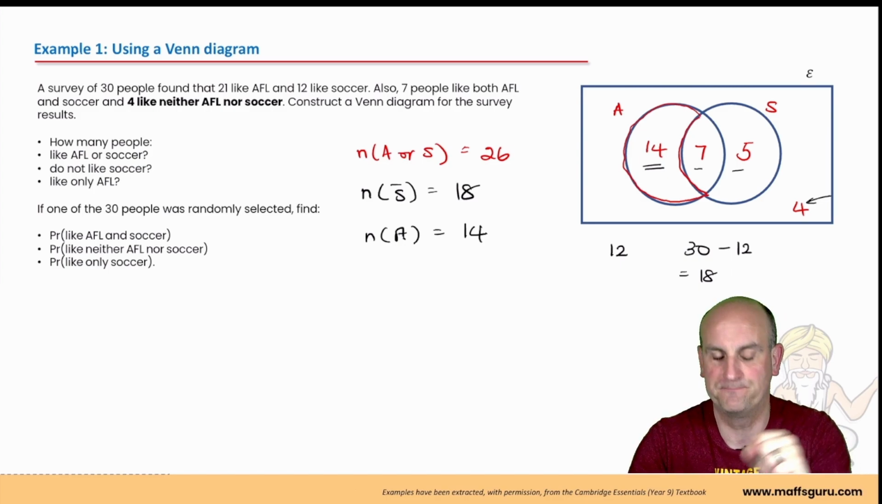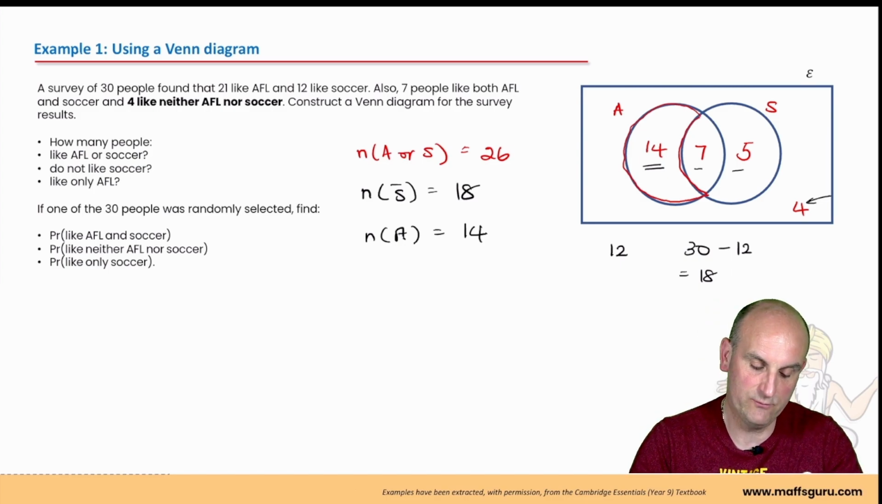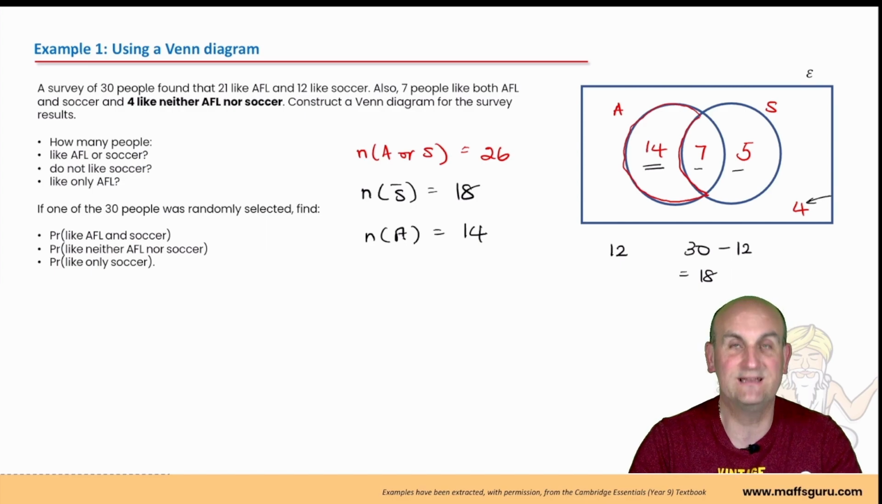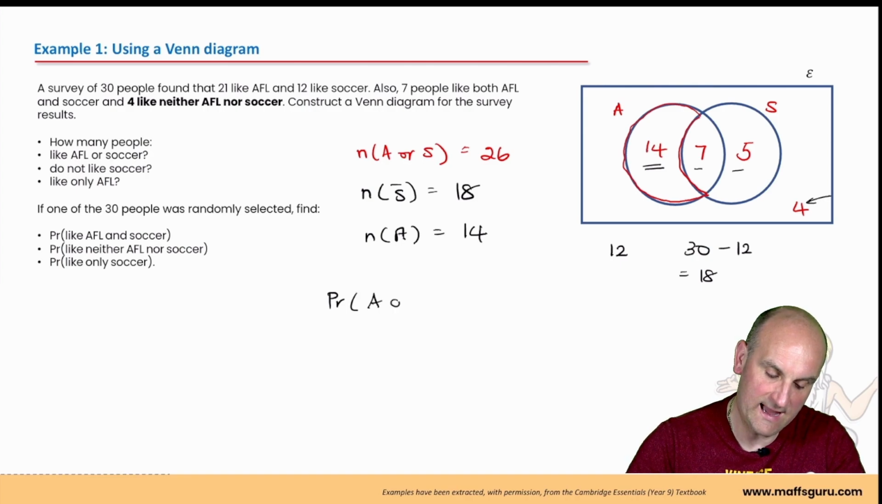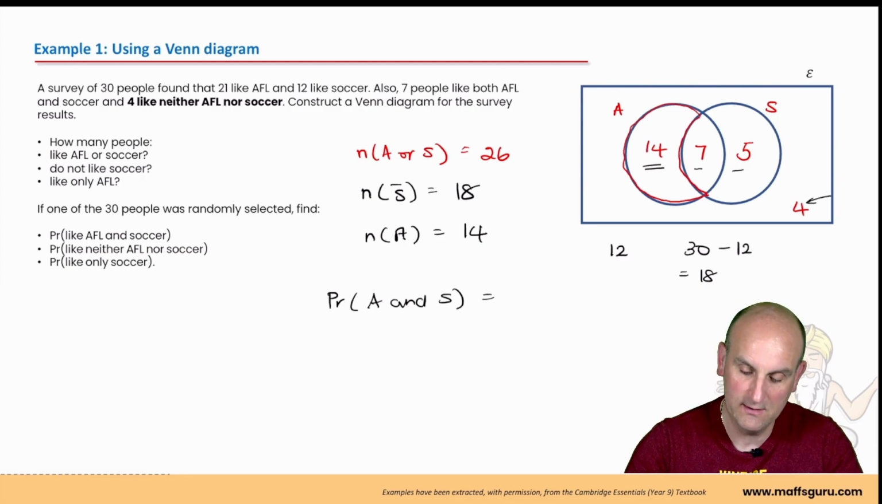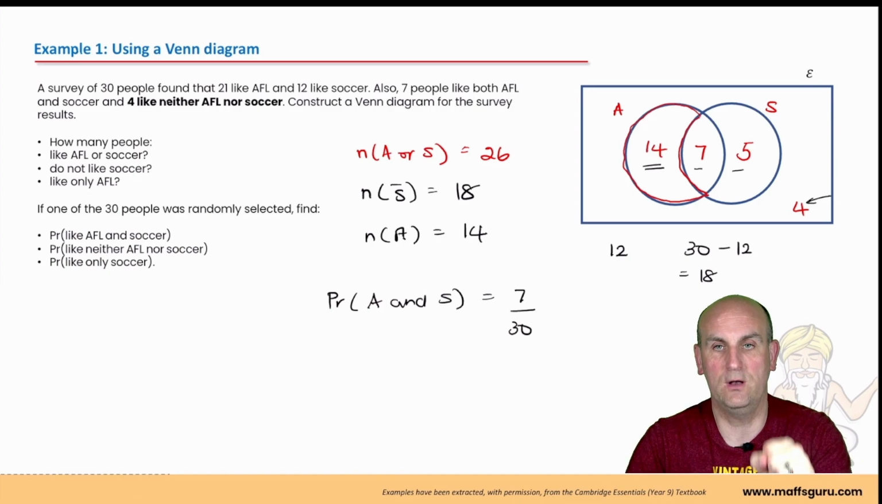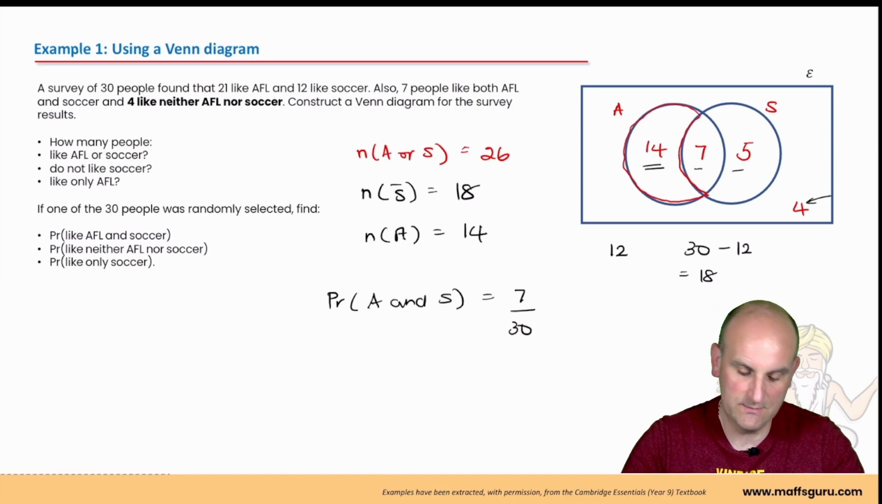It can't be that middle bit. Has to just be the 14. Right, if one of the 30 players was randomly selected, now I feel like I've got probability coming up. Find the probability they like AFL and soccer. So AFL and soccer, well, that's that overlap. So that's going to be 7 on 30 because there's 7 people who like both out of the 30 people.